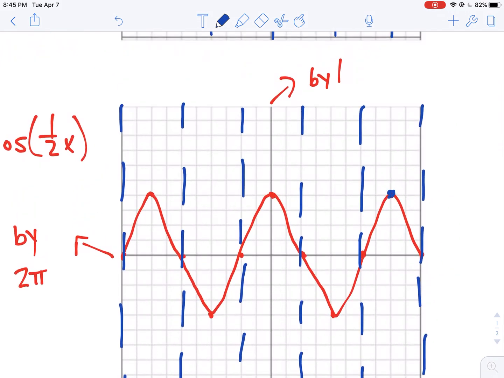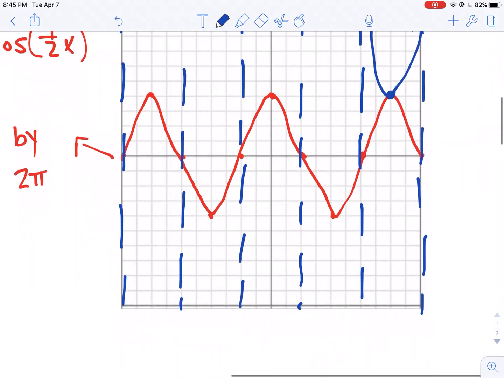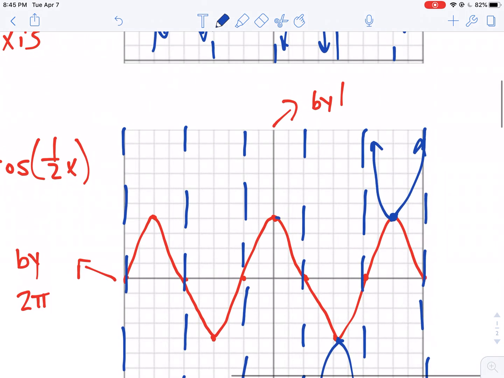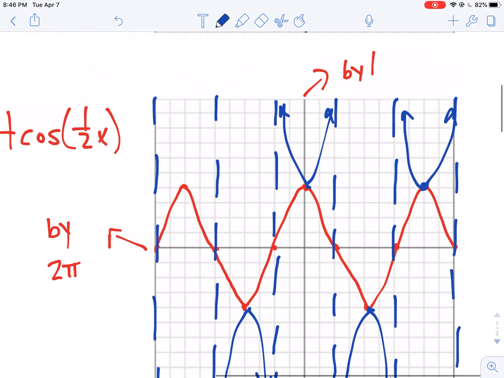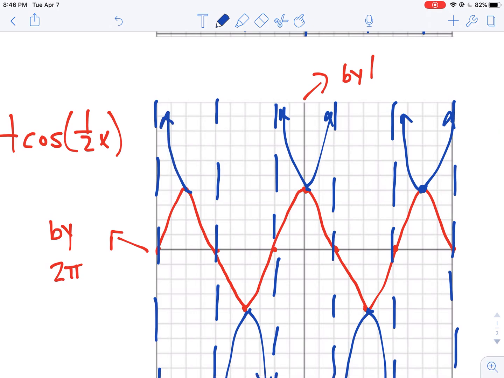Then I go ahead and put my minimums or maximums of my parabolas at my peaks or my valleys as necessary. I draw them in the correct direction. I follow the asymptotic behavior. And there you have it.